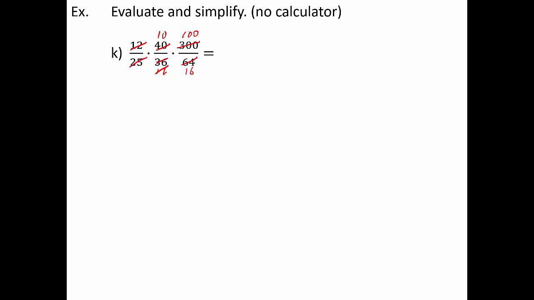I know that 25 goes into 100 4 times. I know that 4 goes into 16 4 times. And I know that 10 and 4 have a 2 in common. And look at that. Final answer, 5 over 2. It does not matter what order you do the simplification in. As long as you do it legally, you're going to get the same answer no matter what order you do it in.